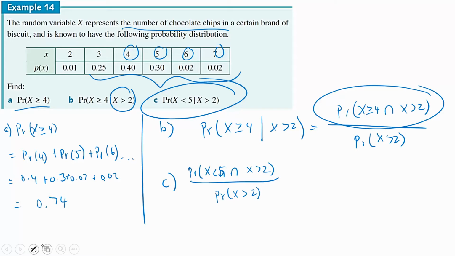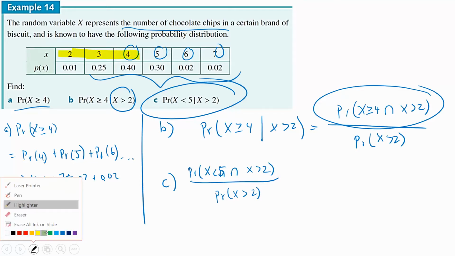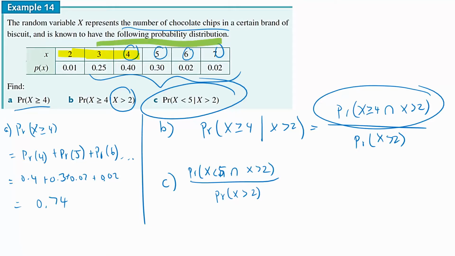I'm going to highlight it. So less than 5 is all the way this way, yes? And then greater than 2 is from 3 onwards. So from 3 onwards, at 0.25 and 0.4. Good. Just those two sections are the only parts that they intersect. So if we write out our answers now, the chances has to be 0.25 plus 0.4, out of which we already figured out greater than 2 was 0.99, and that gives you 0.65 over 0.99.